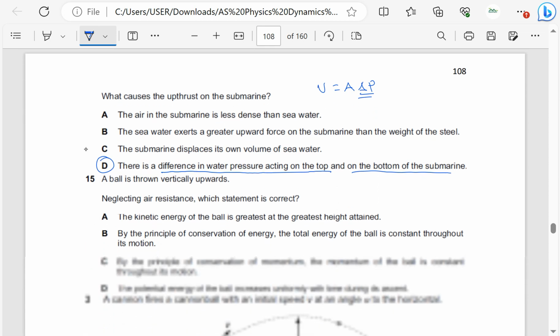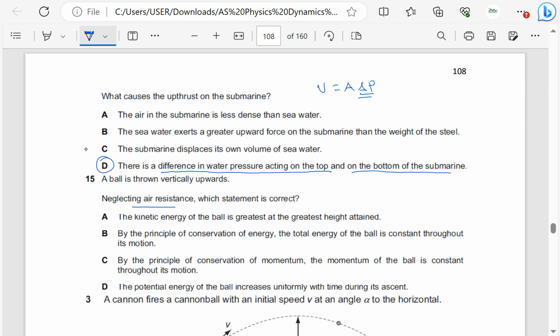The ball is thrown vertically upwards. Neglecting air resistance, it means the acceleration due to gravity will be constant. Which statement is correct? The kinetic energy of the ball is greatest at the greatest height. Of course, at the greatest height, v is 0, so kinetic energy will be 0. That is not true. By the principle of conservation of energy, total energy of the ball is constant throughout the motion. This is very true. Total energy is going to be constant throughout the motion. So I think the answer is going to be B. Total energy is always conserved. It is always constant. However, loss in kinetic energy becomes gain in potential energy.